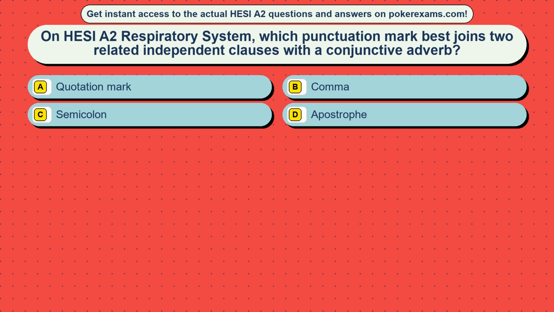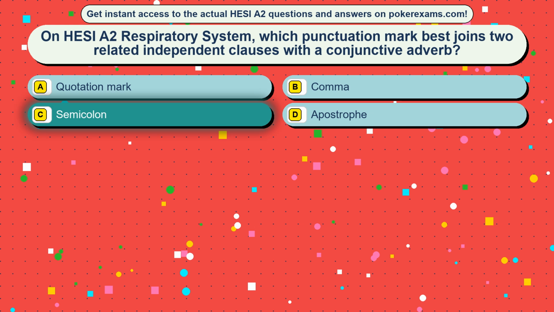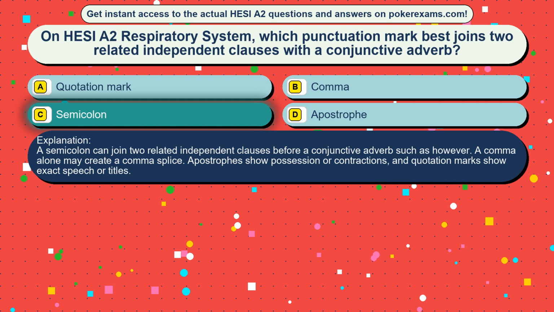Question 24. On HESI A2 respiratory system, which punctuation mark best joins two related independent clauses with a conjunctive adverb? Option A, quotation mark. Option B, comma. Option C, semicolon. Option D, apostrophe. The correct answer is option C, semicolon. A semicolon can join two related independent clauses before a conjunctive adverb such as however. A comma alone may create a comma splice. Apostrophes show possession or contractions, and quotation marks show exact speech or titles.